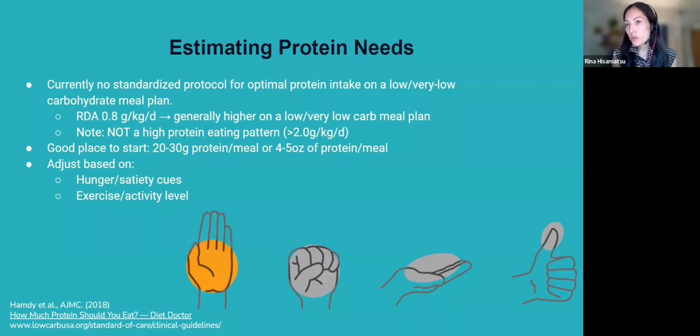So how much protein should I incorporate? In terms of estimating protein needs, currently there is no standardized protocol for the optimal protein intake on a low or very low carbohydrate meal plan. Although the RDA is set at 0.8 grams per kilogram of ideal body weight per day, generally on a low carbohydrate or very low carbohydrate meal plan, we typically aim for higher amounts of protein.